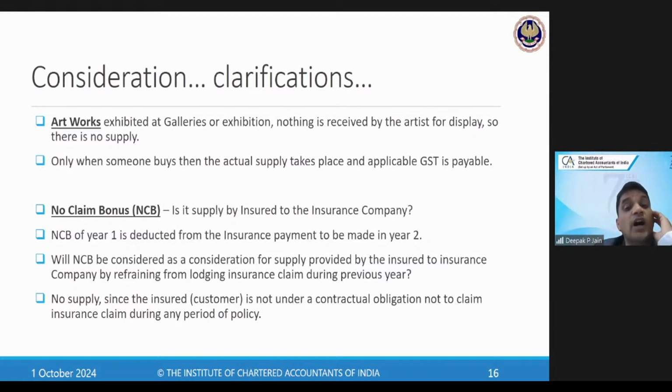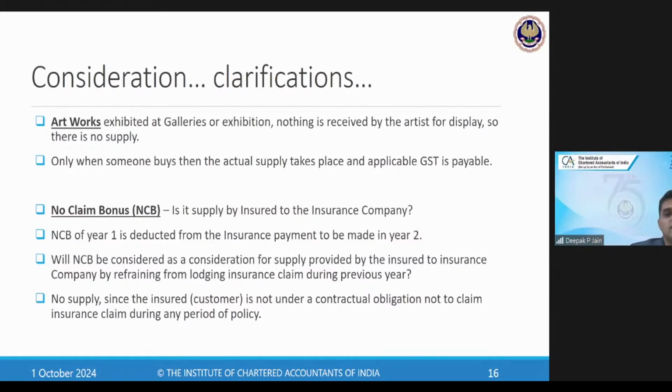Correct, Ashutosh. When the art is sold, then it will be treated as a supply. Insurance, very good. Yes, in insurance you have heard. Anybody else? It is when we do not have to pay insurance for the first year. Okay. Insurance provides NCB. Yes, insurance premium. So there is something.